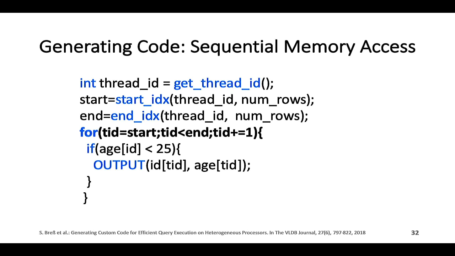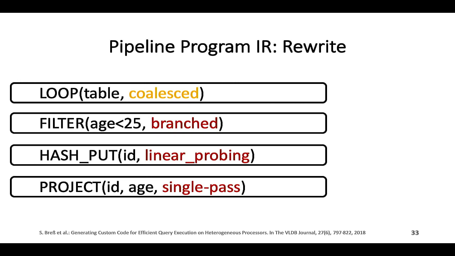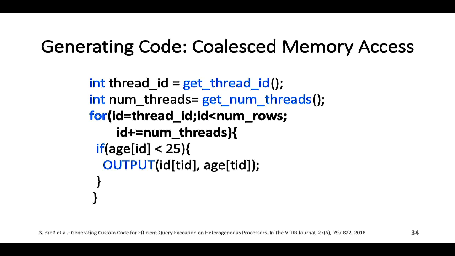The key statement here is that we have one tight for loop over our input tuples, applying the filter and writing our result. And the key point is that if we would like to change this code in exactly one way, for instance, changing from a sequential memory access pattern to a coalesced memory access pattern, we can just do that by switching a single property in the pipeline program. As a result, we produce a different code piece where just the way we iterate over the input table changed, so that it's more efficient on GPUs.